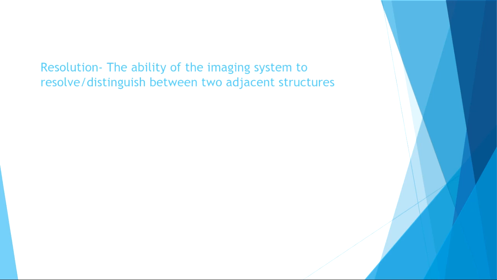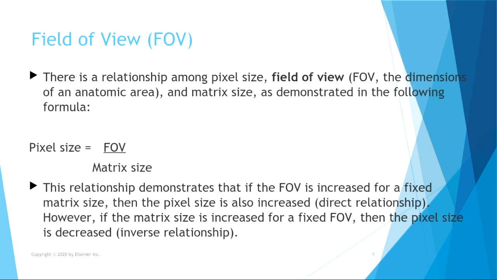They next go into talking about the field of view. The field of view is basically the dimensions of the area displayed on the monitor. So it's the anatomic area that gets displayed on the monitor. It's actually the dimensions of that display.